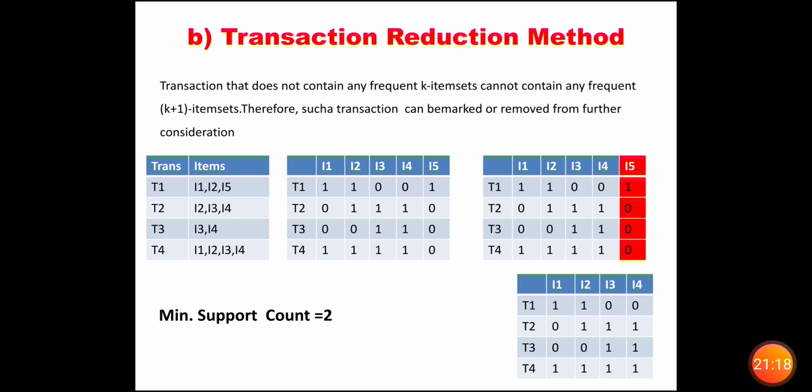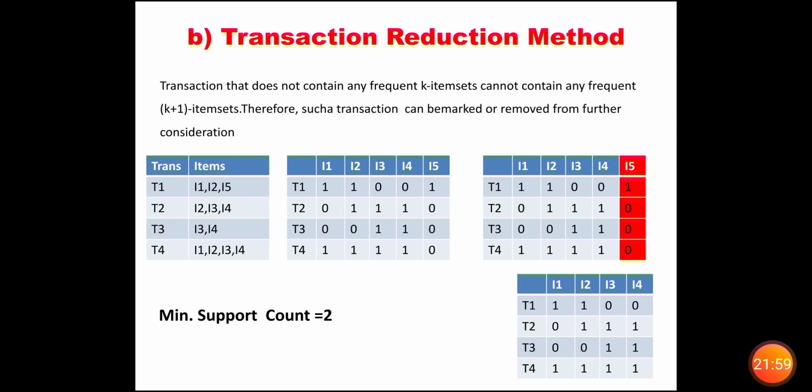Now if you take it item wise and find the sum, the sum of I1 is 2. If you compare this sum with the minimum support, it is equal, so I1 will be considered. In the same way, I2 is present in T1 and T2 as well as T4, so the sum will be 3. Comparing this 3 with the minimum count, it is greater than minimum support, so it will be considered.